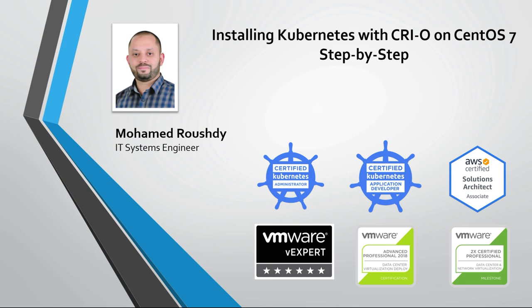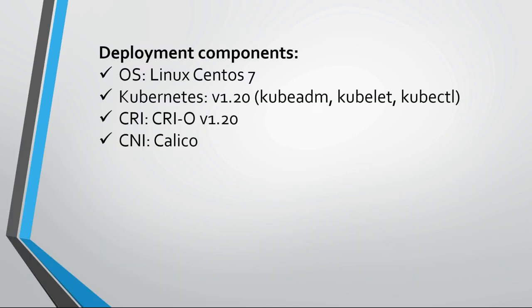So I will be demonstrating in this tutorial how to prepare your environment for CRI-O. I suppose that you already have some experience with Kubernetes and how to deploy Kubernetes with kubeadm. So I will be only focusing on preparing the environment for CRI-O and making the needed changes to make Kubernetes fully support CRI-O and work properly with it. We will be using CentOS 7, Kubernetes version 1.20, CRI-O version 1.20, and the CNI plugin will be Calico.